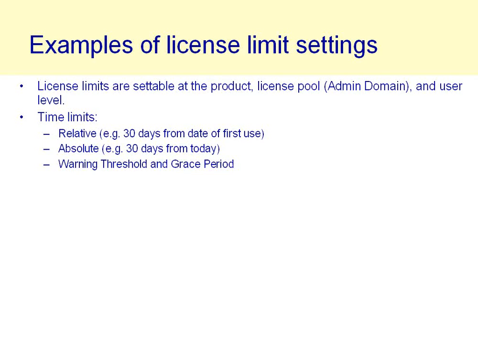And there are two kinds of time limit. There's a relative time limit, meaning if I give you a 30-day license, Orion is going to enforce that 30 days from whenever you first activate your license. Or it can be absolute, meaning you've got a 30-day license, but irrespective of when you activate it, it's going to expire on October 22nd, whatever it be.